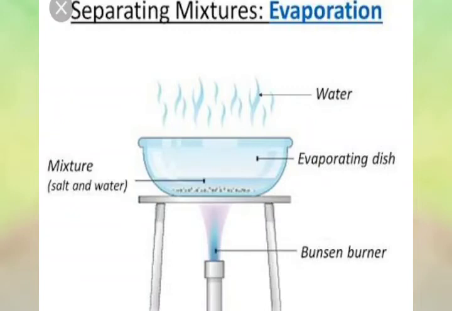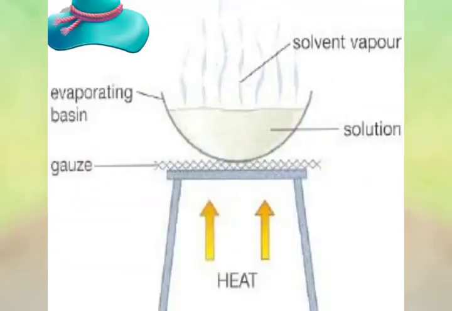The seawater is collected in shallow beds and allowed to evaporate in the sun. When all the water is evaporated, salt is left behind. By this method, we get only the solid, whereas the liquid escapes in the form of vapors. For separating a solid from a solution, we usually evaporate it until the whole of the liquid escapes in its vapor form.